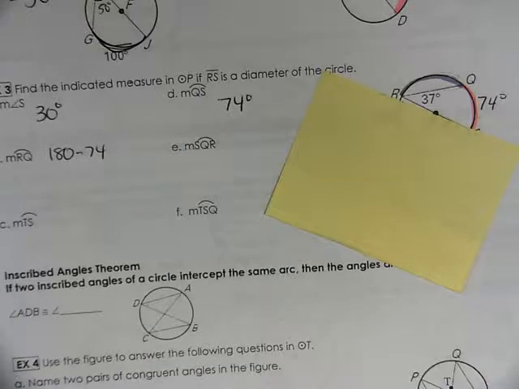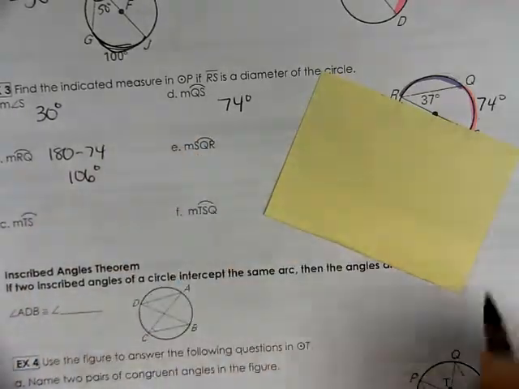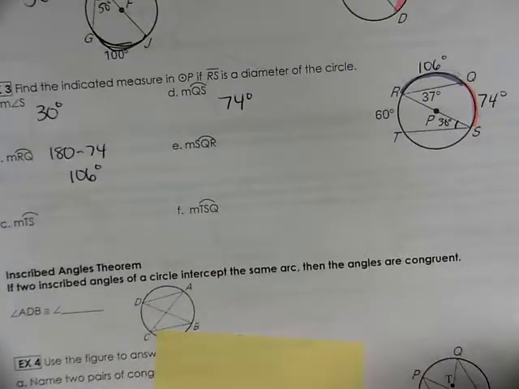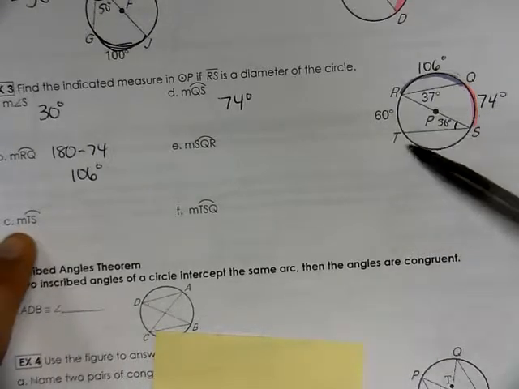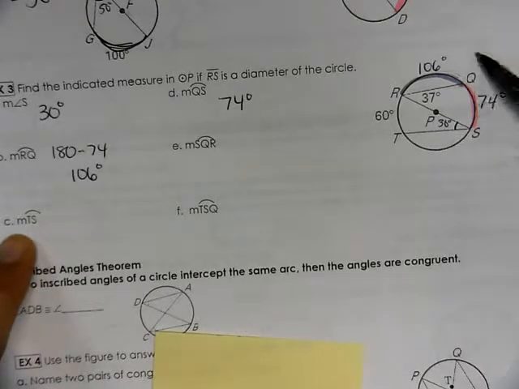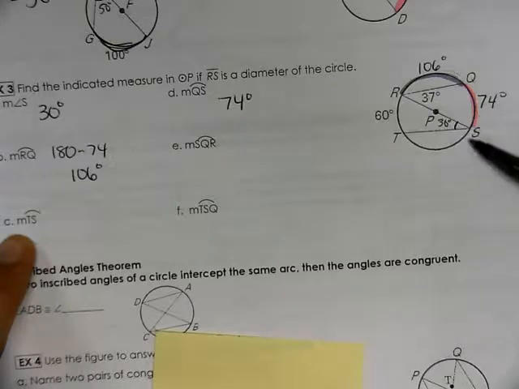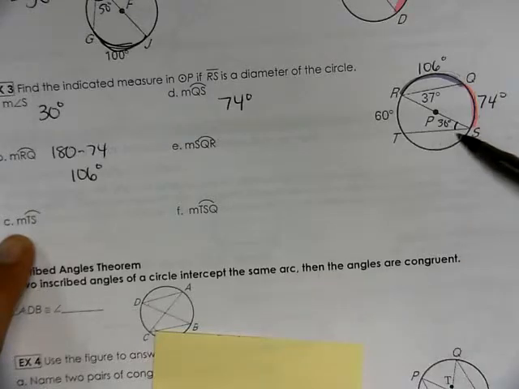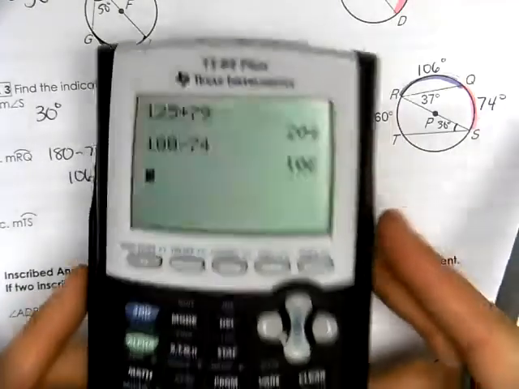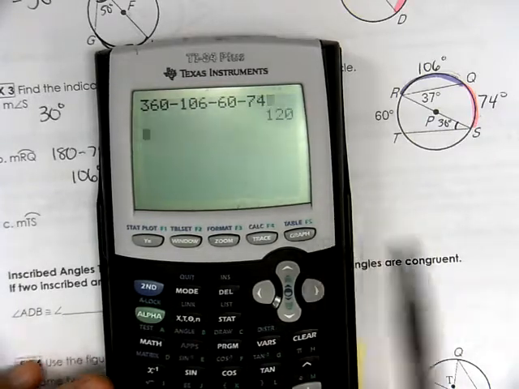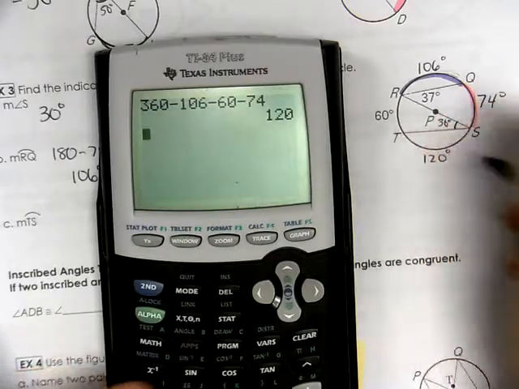So 180 minus 74, 106. So that's how big that side is. Before we even move on to the, well, C says TS. Can I now figure out how big TS is? What's the whole circle have to add up to again? 360. So if I have 3 parts of the circle already, I can find that 4th arc by just subtracting from 360. Yeah, so T to S is 120.